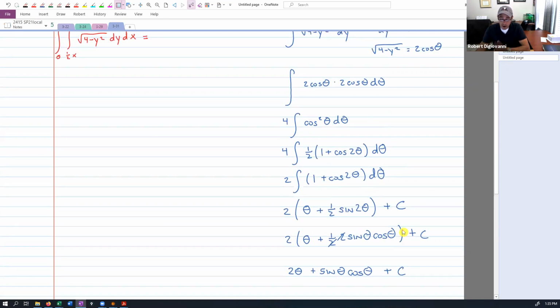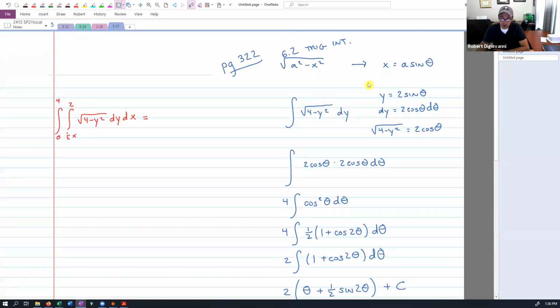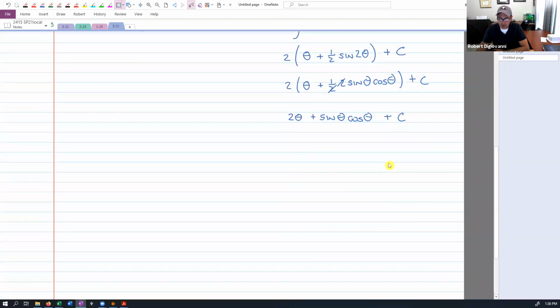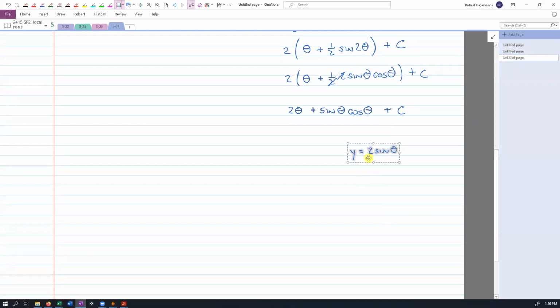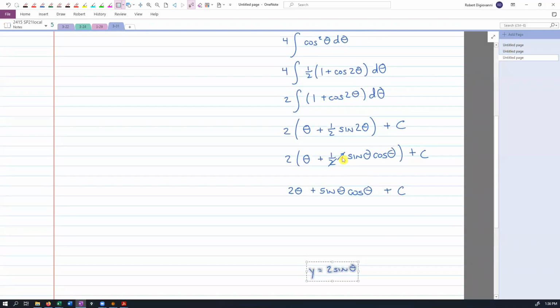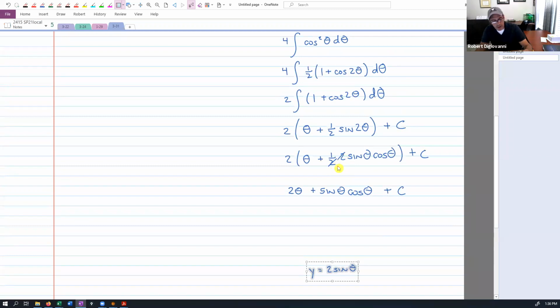To get this in terms of y, the way I teach my students is to go back to your original trigonometric substitution. Wait, don't you distribute the 2 to sine theta cosine theta as well? Yeah, these cancel. I forgot to put the 2 there. Yeah, those cancel and became a 1, but I forgot to put the 2 in front of it. Thank you.